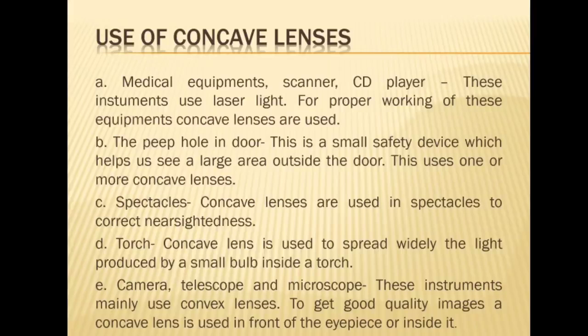Spectacles. Concave lenses are used in spectacles to correct the myopia defect or the nearsightedness. Torch. A concave lens is used to spread widely the light produced by a small bulb inside the torch. Camera, telescope, and microscope. These instruments mainly use convex lenses. To get a good quality image, a concave lens is used in front of the eyepiece or inside it.